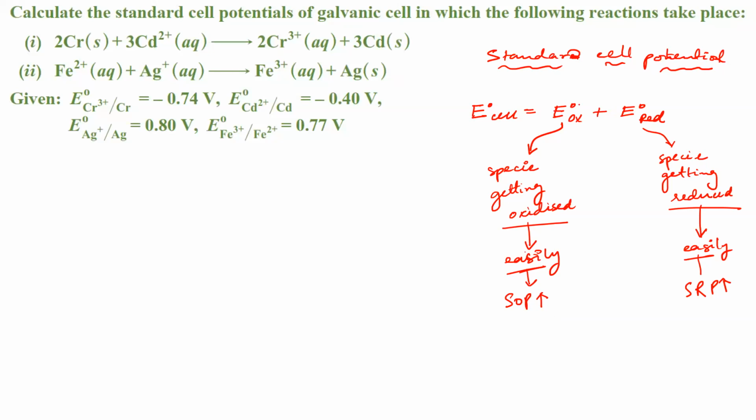Yes, sir. So E° cell will be E° oxidation of the species getting oxidized plus E° reduction of the species getting reduced, and now we will ask what is getting oxidized. The one whose SOP is higher, and what is getting reduced?